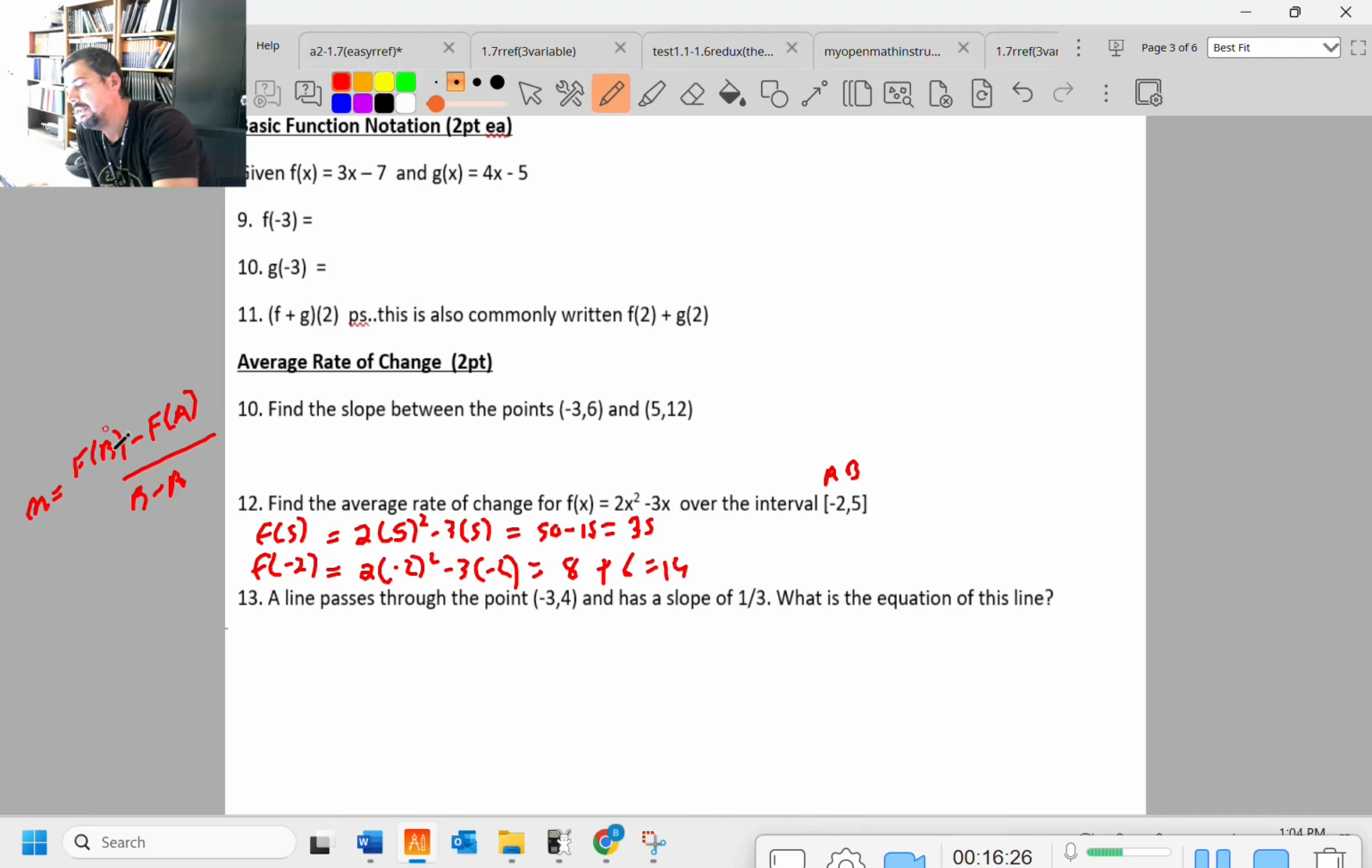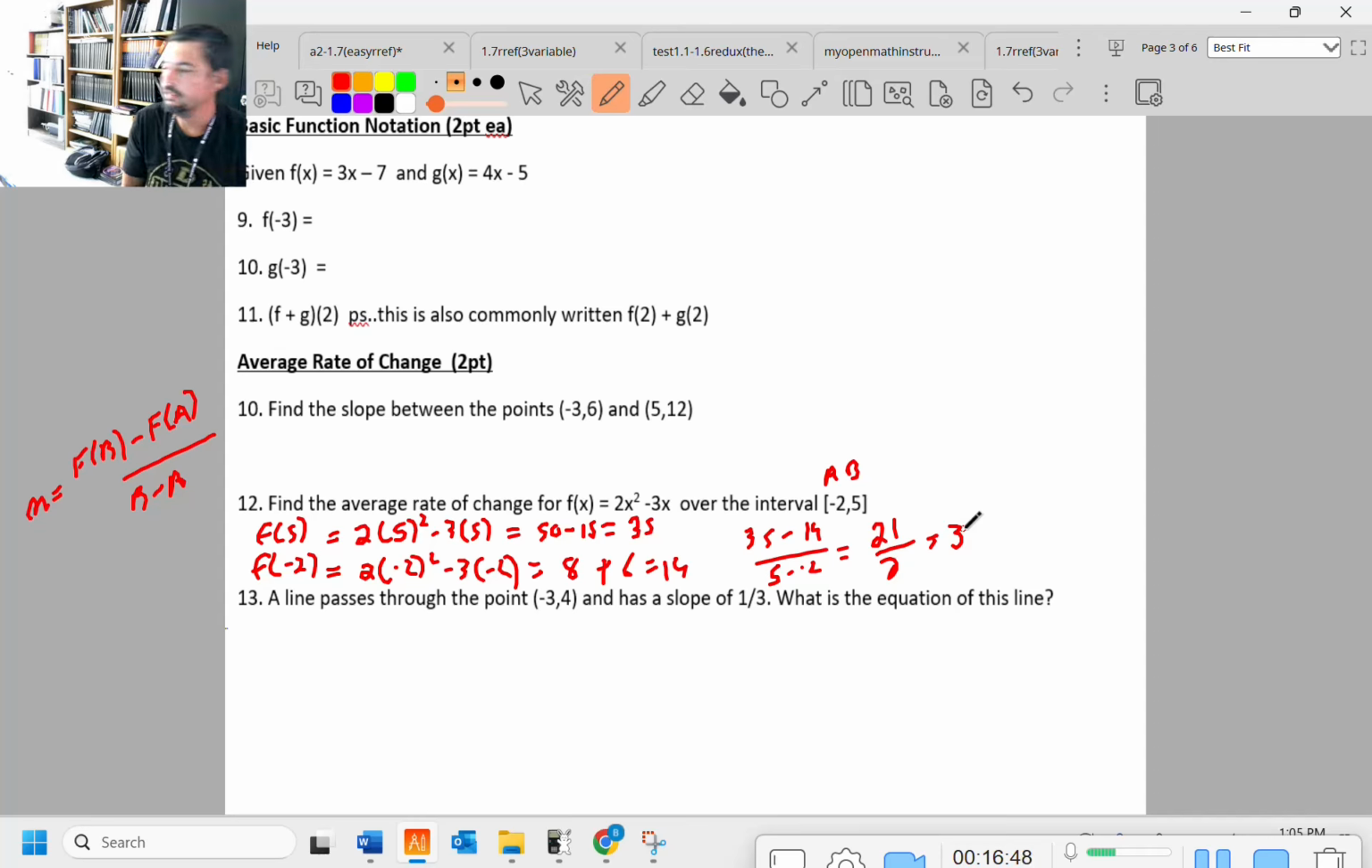And now I can feed this formula. F of b was 35. We're supposed to take away f of a, which is 14. And we're sitting pretty over b minus a. 5 minus a negative 2. So the bottom's easy, that's 7. 35 minus 14, I reckon, is 21. And 21 over 7 is 3.